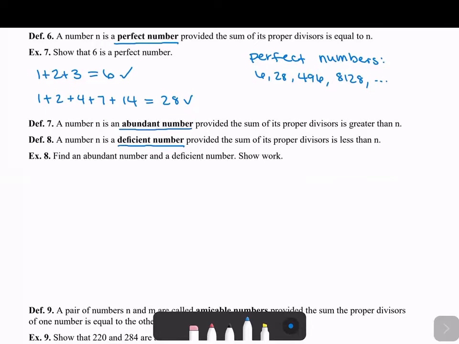So let's look at examples of these. The easiest ones to look at, let's look at 4.